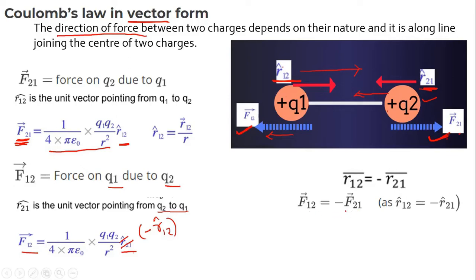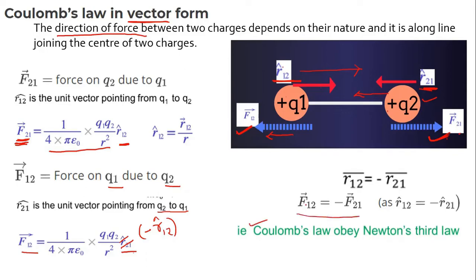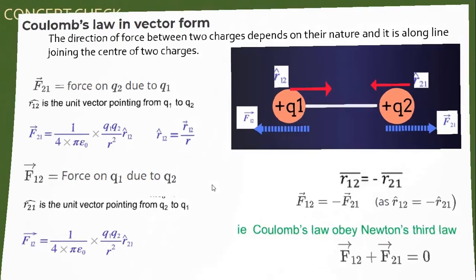I have given all the necessary steps to write this derivation, so please go for it. The important consequence of Coulomb's law in vector form is that it obeys Newton's third law. This statement says that for every force there is an equal and opposite force. So it confirms Newton's third law. An important part: F12, the force on the first charge, plus the force on the second charge must be equal to 0. The sum of the forces in a system will always be 0. These are all the necessary steps for the derivation of Coulomb's law in vector form. In the exam, if you write this, you are going to get full marks.